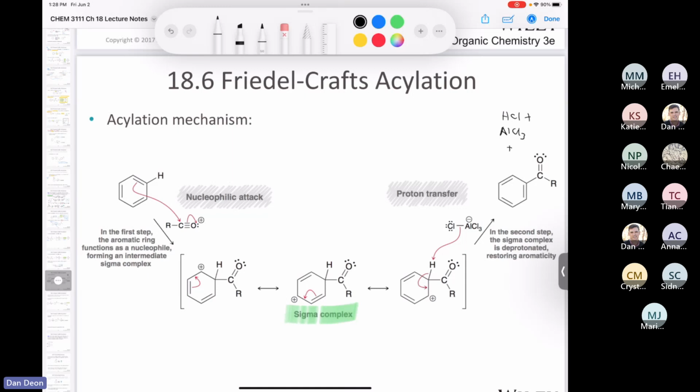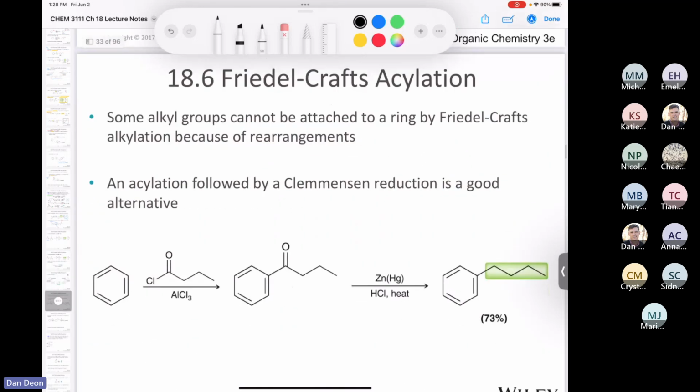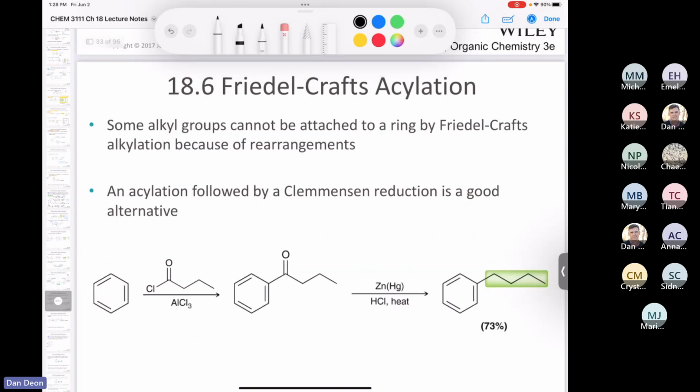So there you go, Friedel-Crafts acylation. Now, when would you want to use an acylation? Let me give you a really good reason. What if you wanted to install a butyl group like this? I just showed you a few slides ago that this reaction will not work.